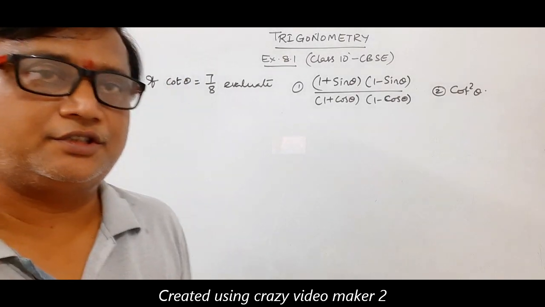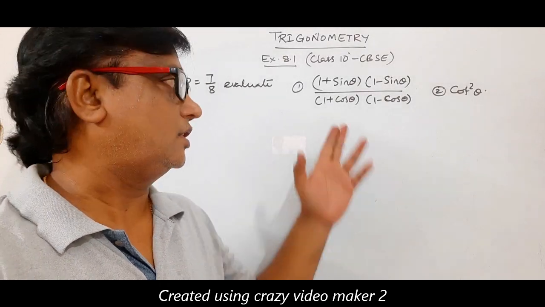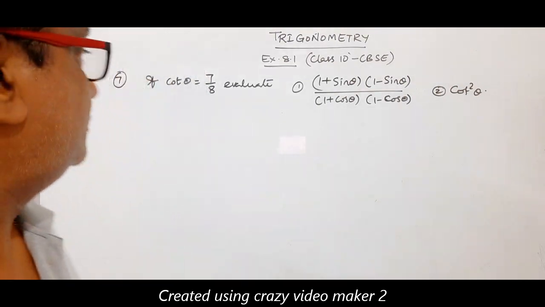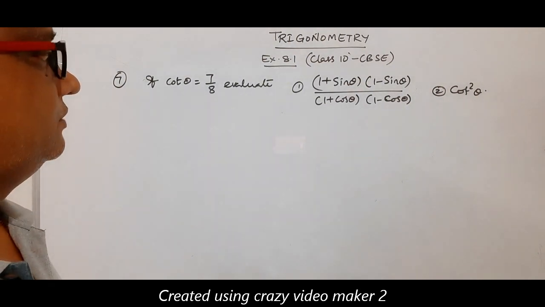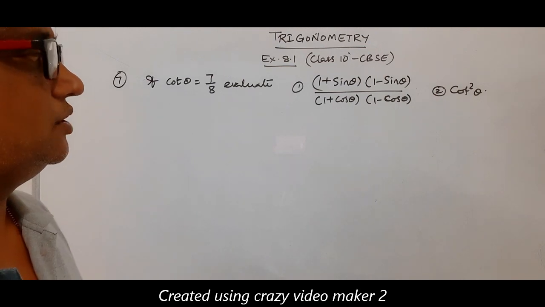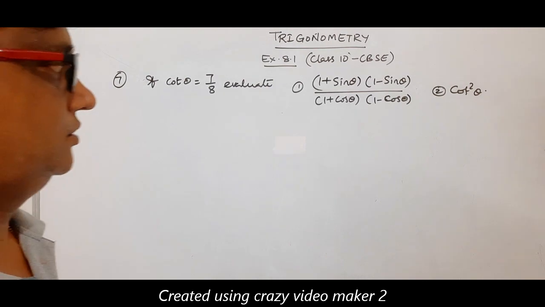Hi, in this video session, we are going to do 8.1 exercise CBSE class 10 from 7th question to 11th question. In this 7th question, if cot theta equals 7 by 8, evaluate (1 plus sin theta)(1 minus sin theta) by (1 plus cos theta)(1 minus cos theta). Second question is cot square theta.